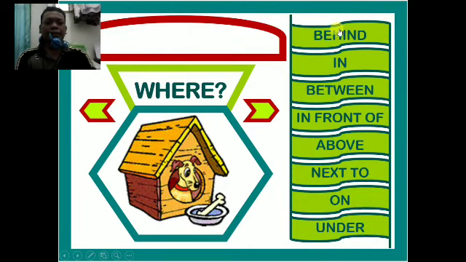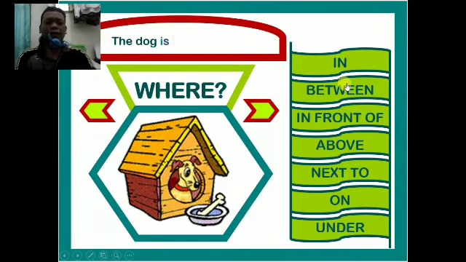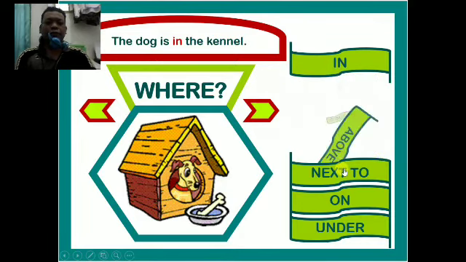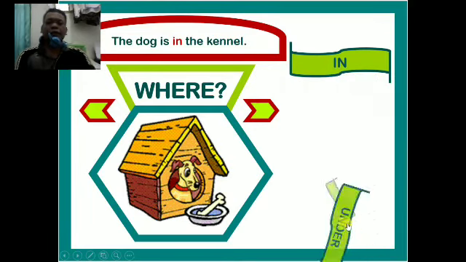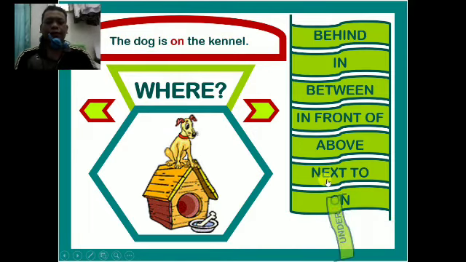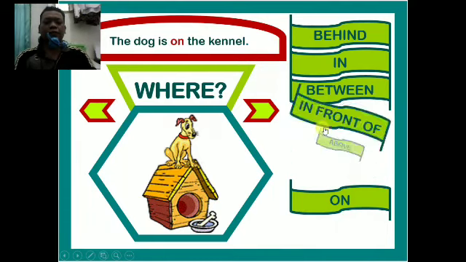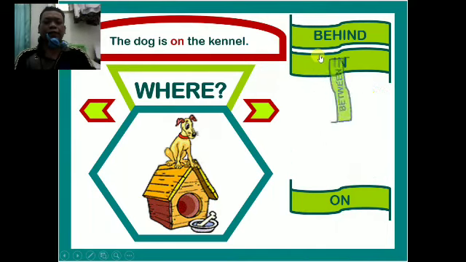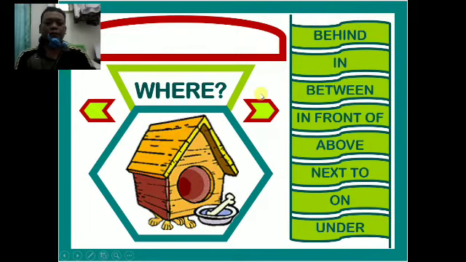So what about this? Behind, di belakang. No. Di dalam. Oh yes, the dog is in the kennel. Between, no. Di antara, no. In front of, next to, on, under, no. The correct one is in. And then what about this? Yes, the dog is on. Yeah, on, because the dog sticks on its kennel. So under, incorrect. Next to, above, let's omit them. Between, in, and behind.